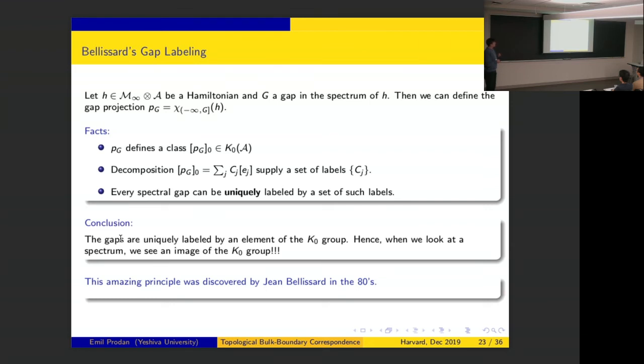Hence, when we look at the spectrum, as we did before, we really are looking at an image of the K0 group. To get the full K, always as we look at an image, I only see the front of it. To see the back of it, I need to rotate it. So if I need to see the whole K group, I just need to take a few random Hamiltonians and diagonalize them and see what kind of gaps appear. So this amazing principle was discovered by Jean Bellissard in the 80s, and he was trying to tell us to use it in condensed matter.